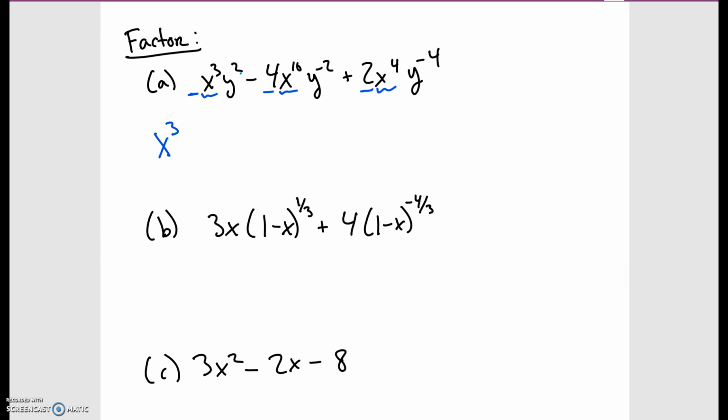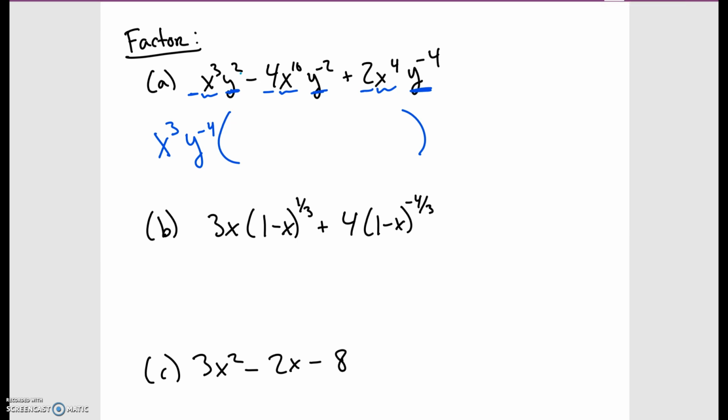Now for the y's, I have 2 y's here, I have negative 2 y's here, and I have negative 4 y's here. So what is the lowest amount? Well, the lowest amount is going to be this negative 4. Negative 4 is less than negative 2 and 2. So I'm going to take out y to the negative 4. All right, now what's going to be left inside?